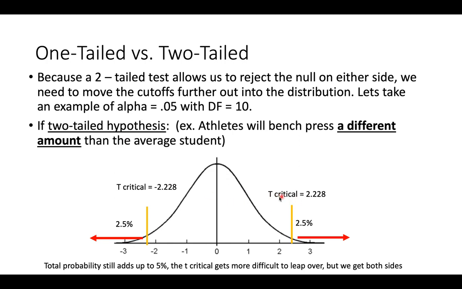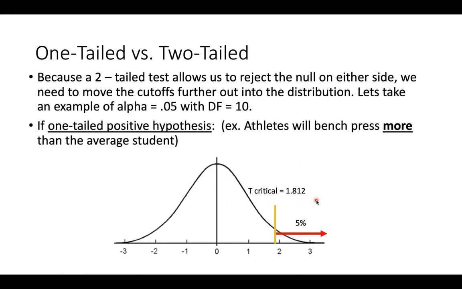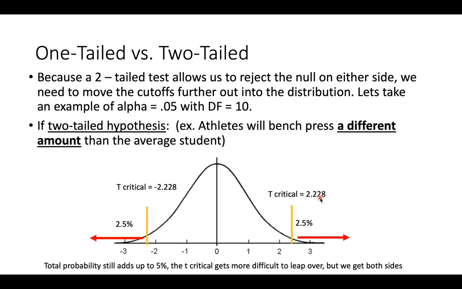So notice how the t critical goes from 1.812 with a one-tailed test to 2.228. It moves out in the curve, which makes it more difficult. But we're making it more difficult because we get both sides of the curve. We get essentially two chances to be significant: a chance on the low end and a chance on the high end. And so we distribute 2.5% of probability, half of my alpha of 0.05, on the high end, and the other half of my alpha on the low end, such that the total probability of statistical significance is still 5%, because that's what we need it to be, because alpha was 0.05.